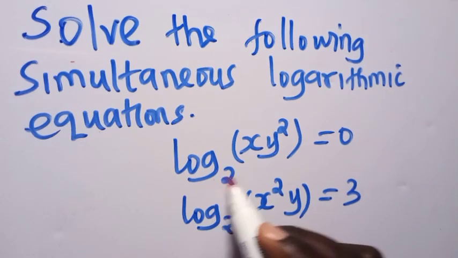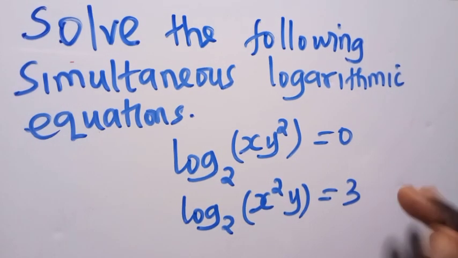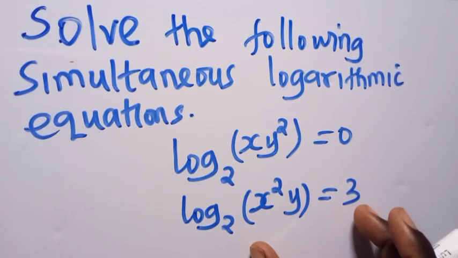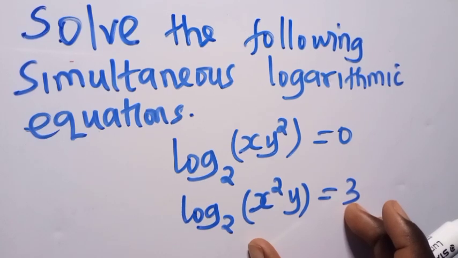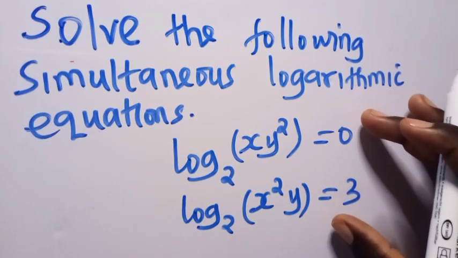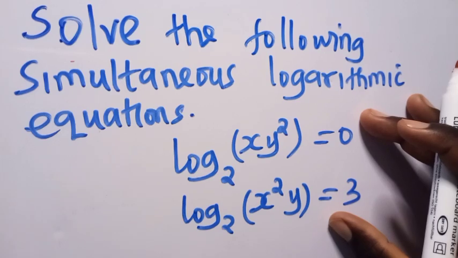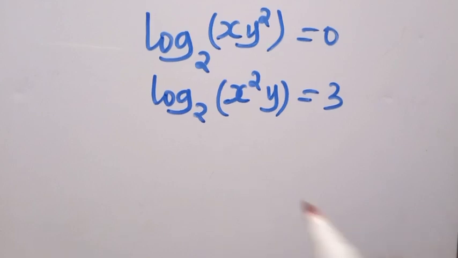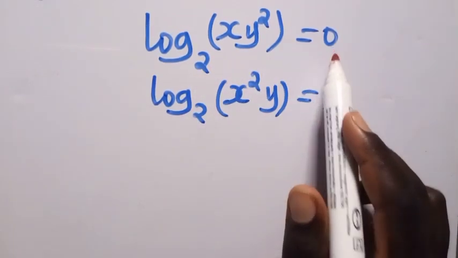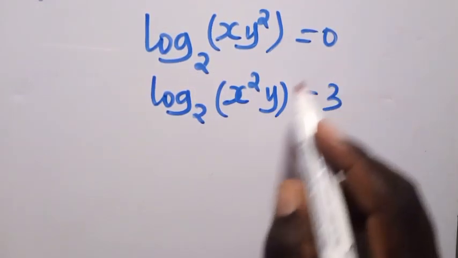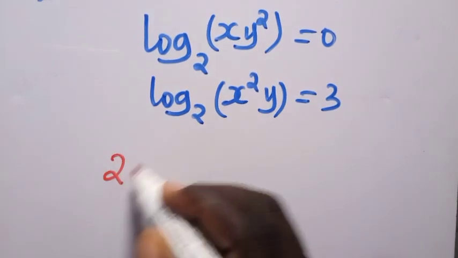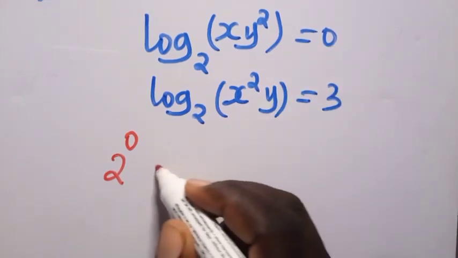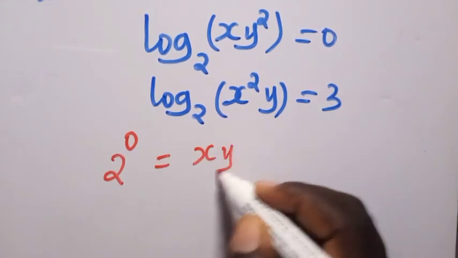Remember, this one is in logarithmic notation. We can write it in index notation, and we also write the second equation in index notation because they are all in logarithmic notation. From equation 1, because this is our first equation, we can write it in index notation so that we have 2 raised to 0 equals xy squared.